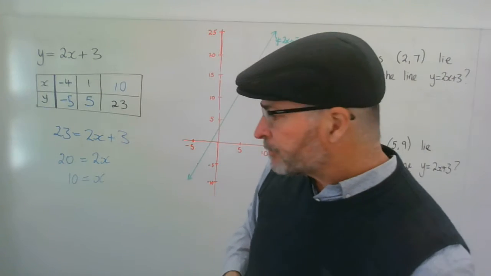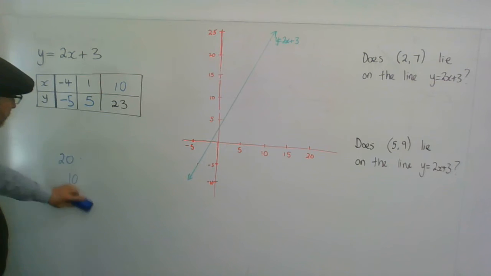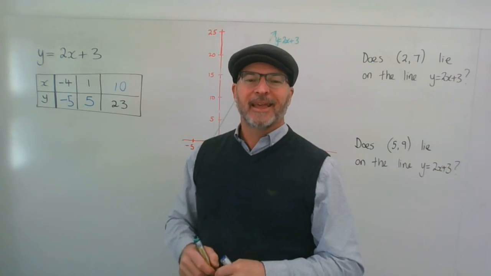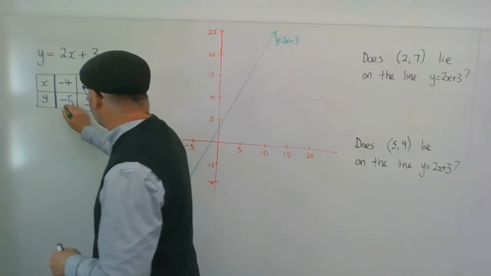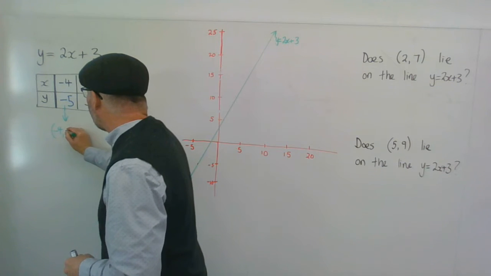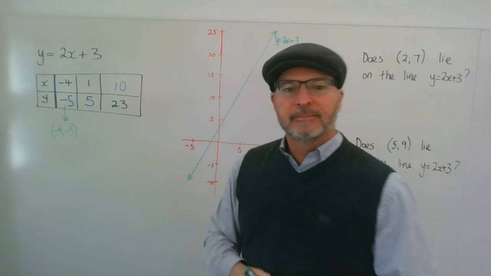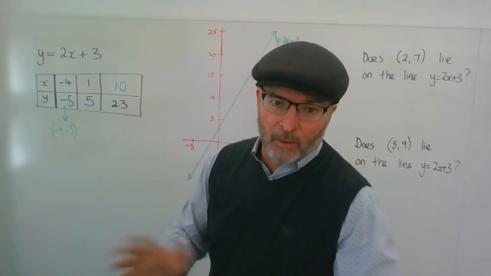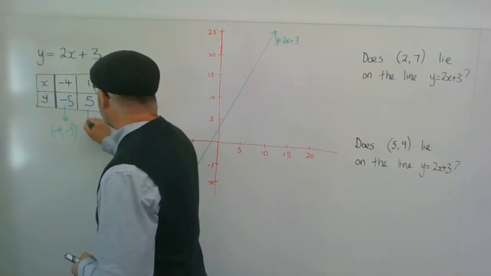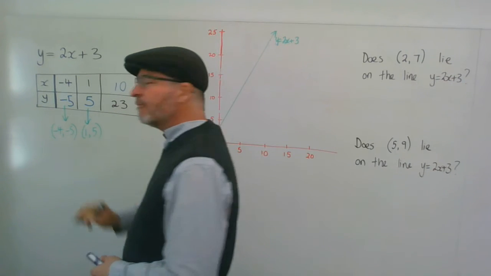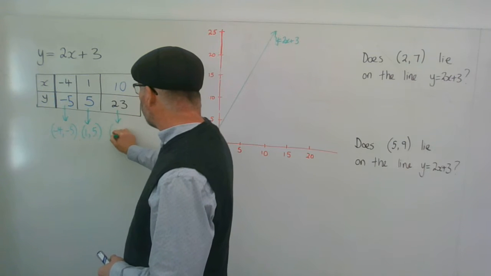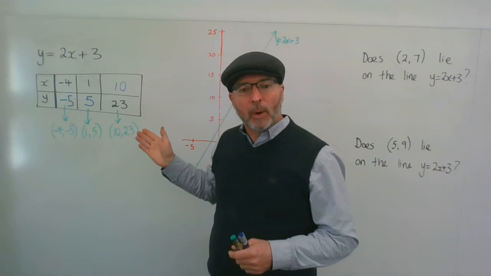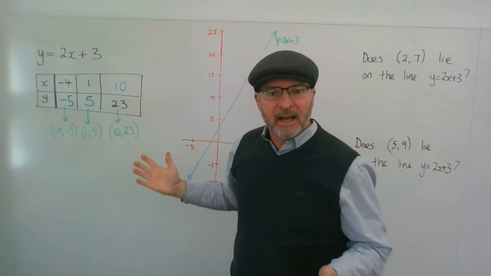But importantly, as I mentioned at the start, when I'm filling out the function box, what I'm actually finding is points that lie on the line. This here is the point minus 4, comma, minus 5. It's a point that lies on a line with x minus 4 and y minus 5 because the ordered pairs go x then y. This one here is the point 1, comma, 5. And this point here is the point 10, comma, 23. I was able to find 3 points that lie on that line by filling in the function box.